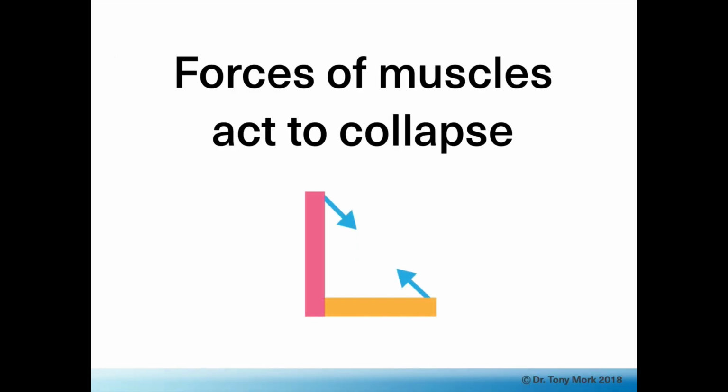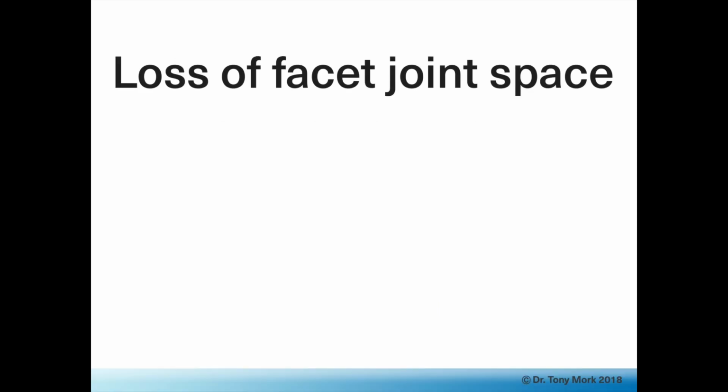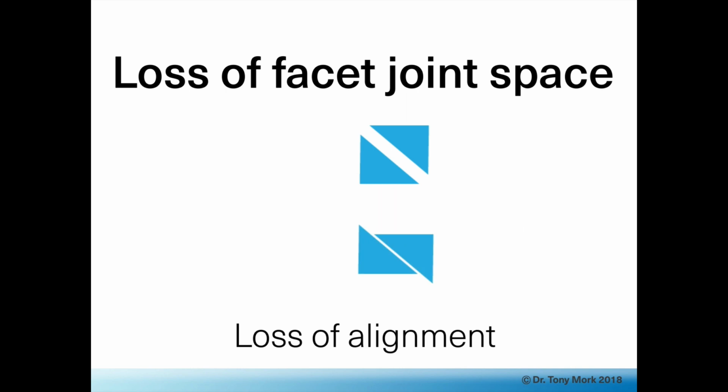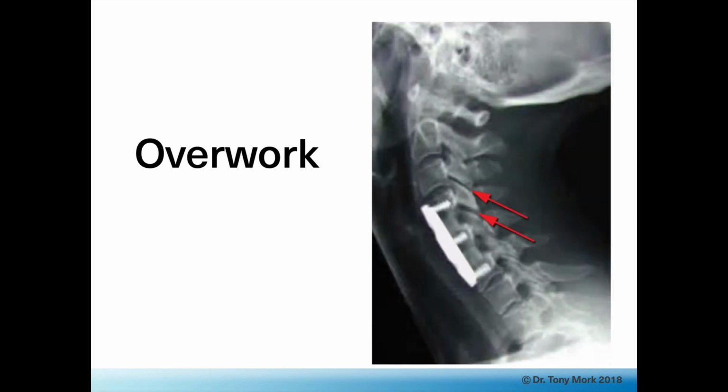The muscles also act to collapse the neck. The muscles have to hold the neck together, and as a result, they're always pulling a little bit on the neck as well and compressing the facet joints. So loss of the facet joint space is from loss of alignment, and it can occur from overwork as well.